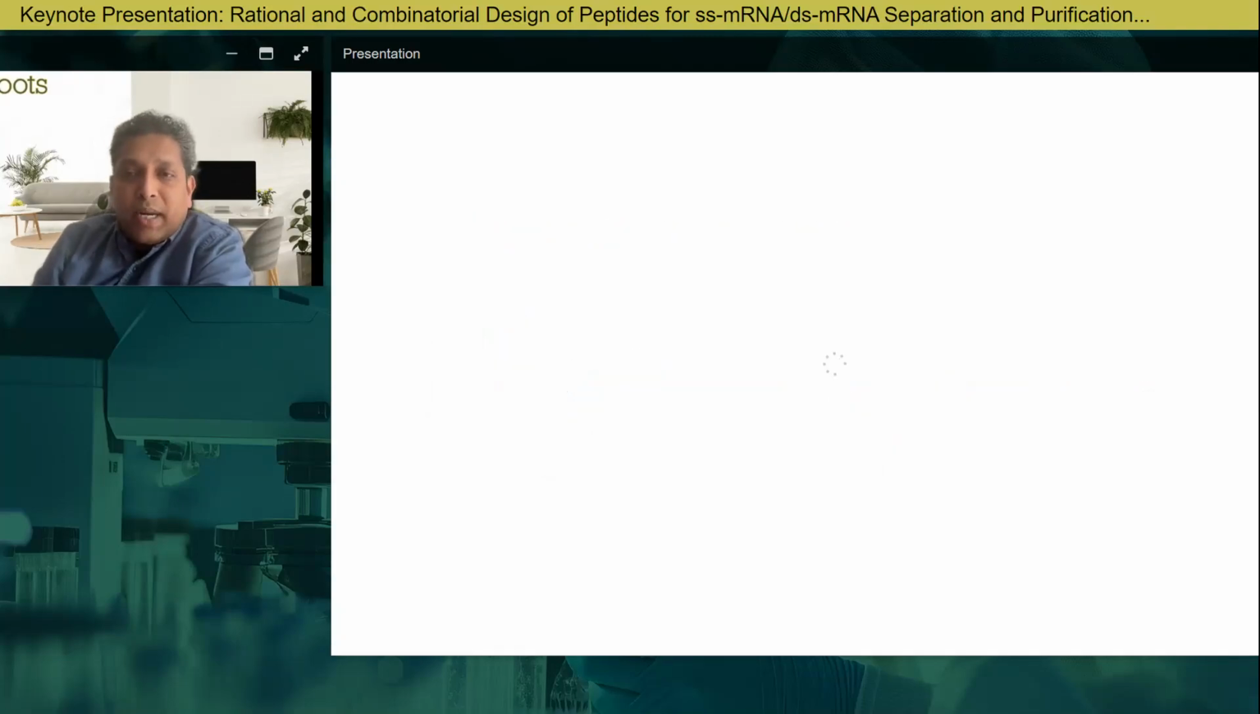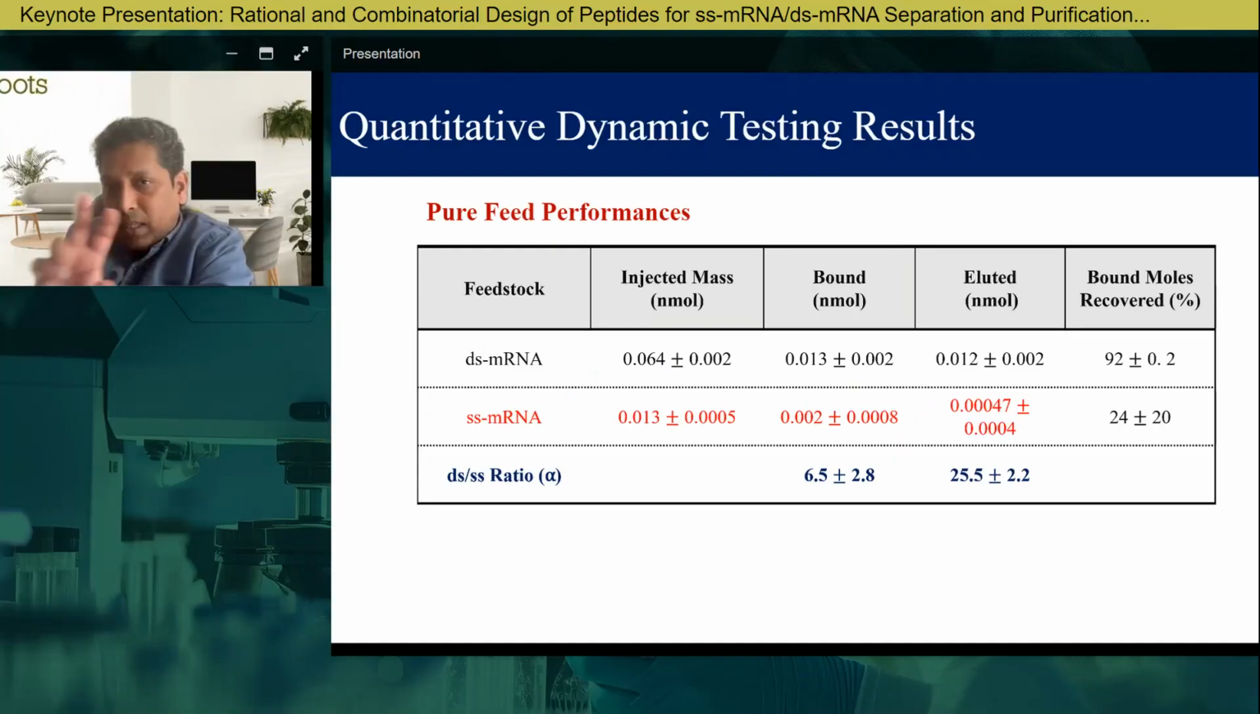A more quantitative look at the same data is shown in this table here. Let me walk you through what the different columns are. The first one just tells you what the feedstock is. The second one tells you how much mass in terms of nanomoles we've injected of each of these, single-stranded and double-stranded. The bound nanomoles tells us how much actually is bound to the membrane. Eluted tells you how much we can actually remove from that membrane.